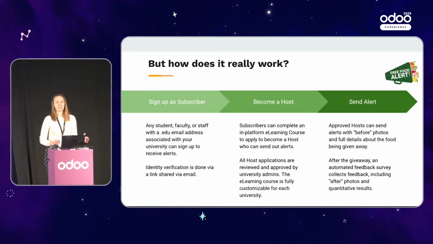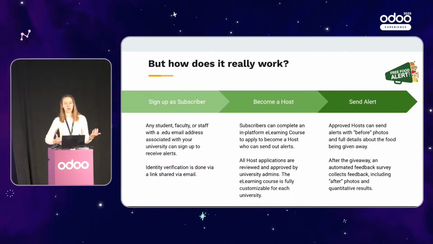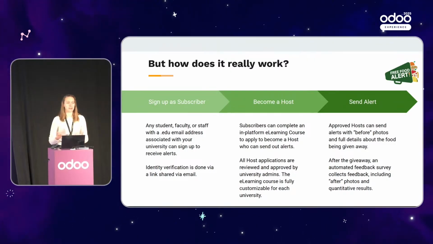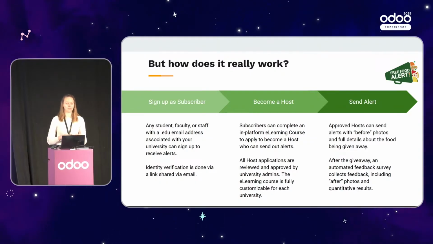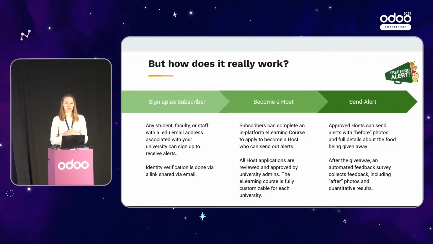Great, so now that you've seen the impact that we can have, how does it actually work? Well, it's a multi-step process. The first step is for somebody to sign up as a subscriber to receive the alerts. So any student, faculty, or staff with a .edu email address associated with a university that's either doing a free trial or has a full membership with us can sign up to receive alerts. They'll need to verify their identity by clicking on a link that they receive via email.